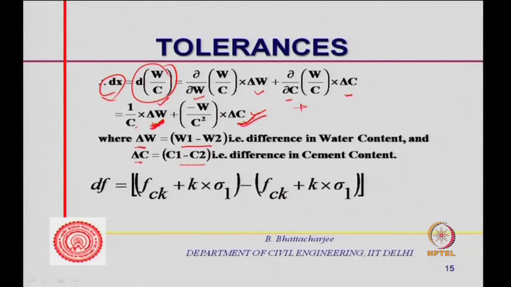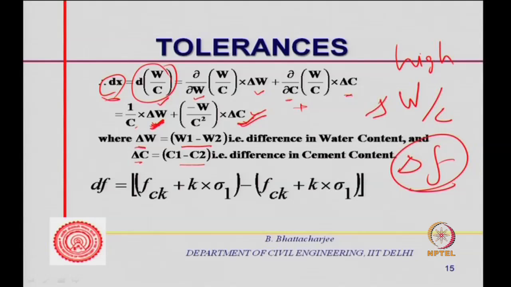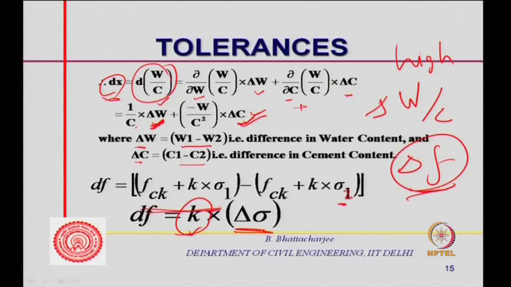And if the water cement ratio varies more, if delta W by C is high, it means the strength variation also will be higher, right? So, if the strength variation is higher, it is related to the standard deviation. This should be sigma 2 actually. In fact, I can show the strength variation will be 1.65 into delta sigma. So I will have higher delta sigma. Strength varies from lower value to higher value, the statistical standard deviation will be more, and therefore my mean strength increases.